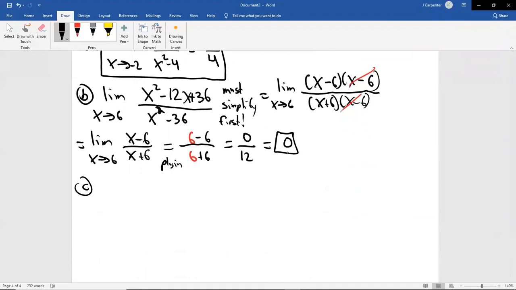The limit as we approach 1 of x cubed minus 1 over x minus 1. Now that top is not a difference of squares, it's a difference of cubes. And if you plug in 1 now, 1 minus 1 is 0, 1 minus 1 is 0, top and bottom, it's indeterminate. You have to simplify first. So this will be the limit as x approaches 1.